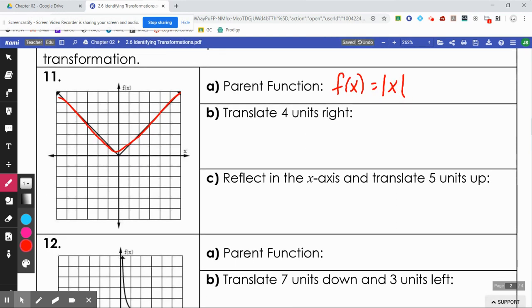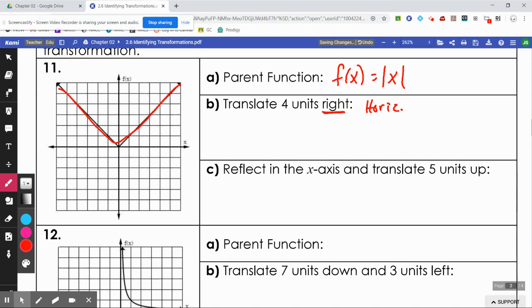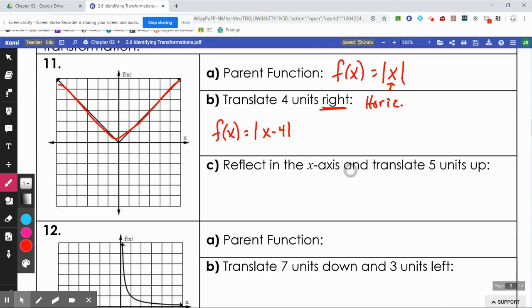And then on B, it says, how would we translate that 4 units to the right? Well, first off, we need to identify the fact that that's a horizontal translation. So it's going to be happening inside with this x, and it's going to be happening backwards. So 4 units to the right would be the function. We're going to take our absolute value of x, and in order to move it 4 units to the right, we're going to do a -4 to the x.